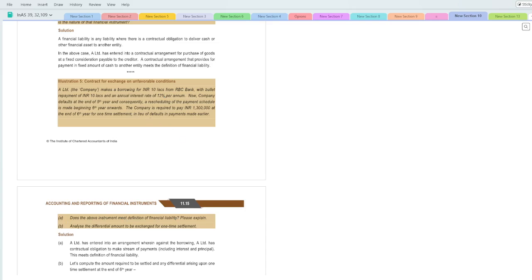Yes, of course it does. Again, just try to draw the picture, then it will be easy for you. A Limited has received the money, 10 lakh, from RBC Bank, so this leg is completed. That means no need to focus on this one. Only this leg is pending, where you will be paying the interest plus the principal amount in the future.